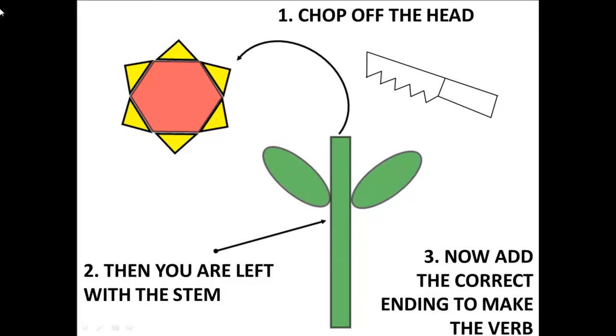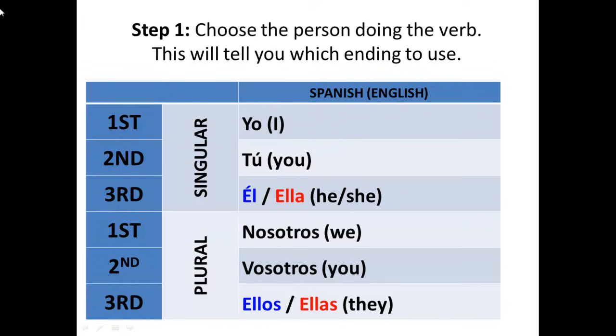So let's look at this process in a bit more detail. Step 1. Choose the person doing the verb. This will tell you which ending to use. Here you can see the subject pronouns in Spanish. Yo, tú, él, ella, nosotros, nosotras, vosotros, vosotras, ellos, ellas. There's also usted, which is the same as he and she, which means you in a formal context. There's also ustedes, which is the same as the ellos, ellas form, which is you in a formal context when there's more than one person being spoken to.